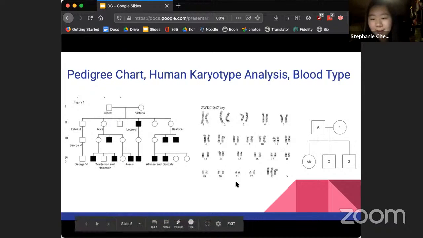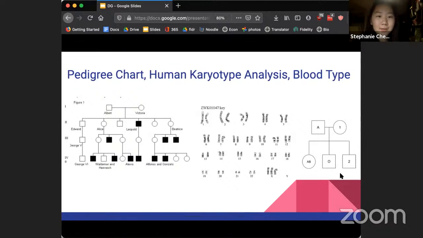And then this next diagram is of a human karyotype. And then this diagram to the right is just a diagram of blood types. They can ask you what the blood types of this circle number 1 and this square number 2 are, and you just have to figure it out.